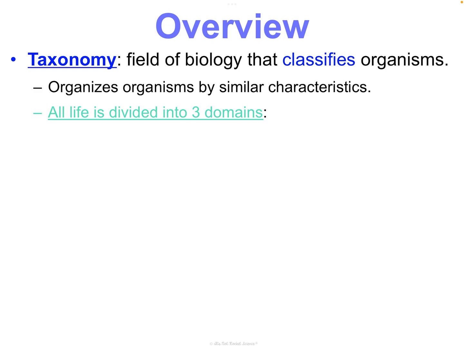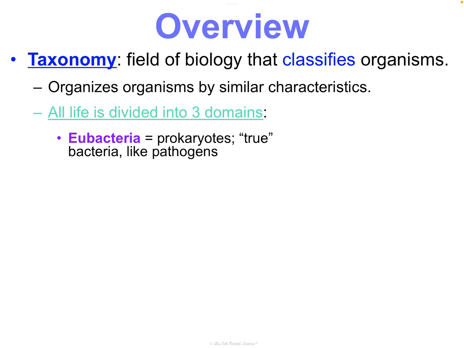All of life has been divided into something called a domain. There's three of them, and they represent different things. The first domain is called the eubacteria, which are prokaryotes. If you remember prokaryotes from cells, those are single-celled organisms without a nucleus. And these are our true bacteria, like pathogens. Whenever you get a bacterial infection, that is actually a living species in your body that your body's trying to fight off. And these are what we normally think of as regular bacteria.